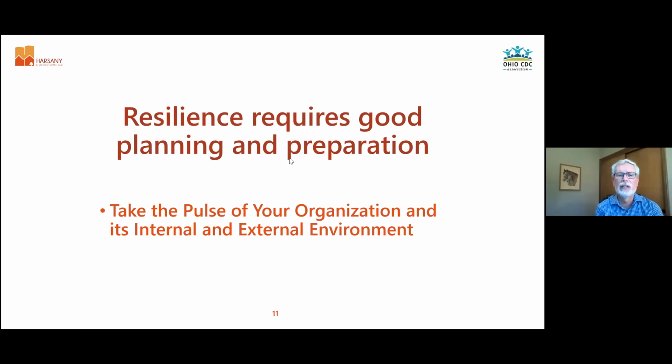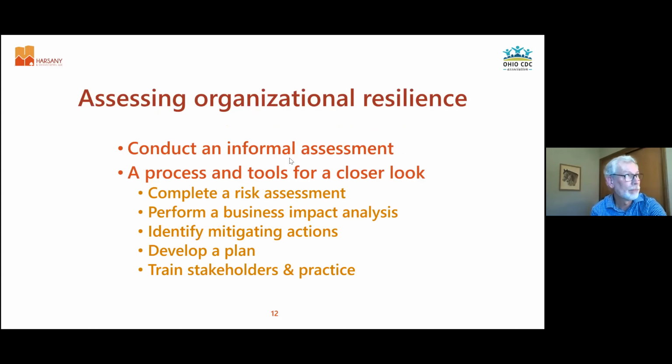Your entire team should be involved at some level. People across the spectrum of the organization bring a variety of perspectives and perceptions of risk. Often others can see what you can't. A good way to start to think about this is to conduct an informal assessment. We just did a very simplistic version of this with you.